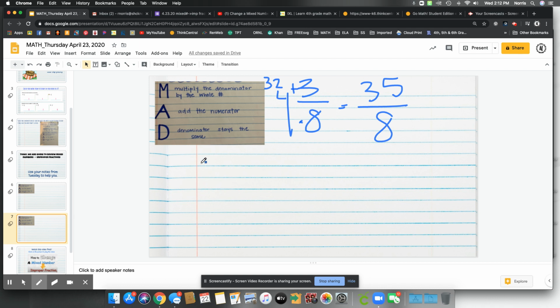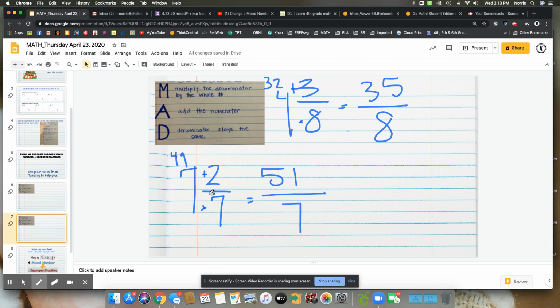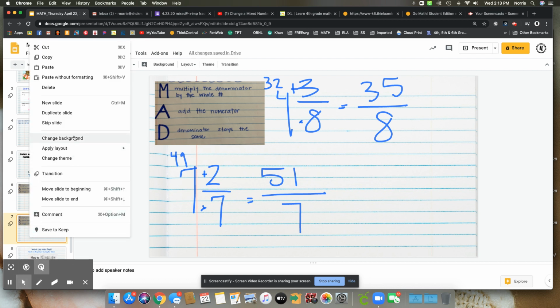Let's do 7 and 2/7. Let's do that. So multiply denominator by the whole number. So 7 times 7 is 49. Add the numerator. 49 plus 2 is 51. Denominator stays the same. So 7 and 2/7 is 51 over 7. All right.